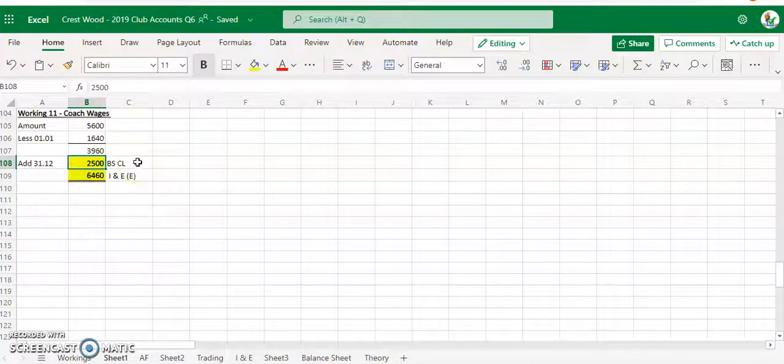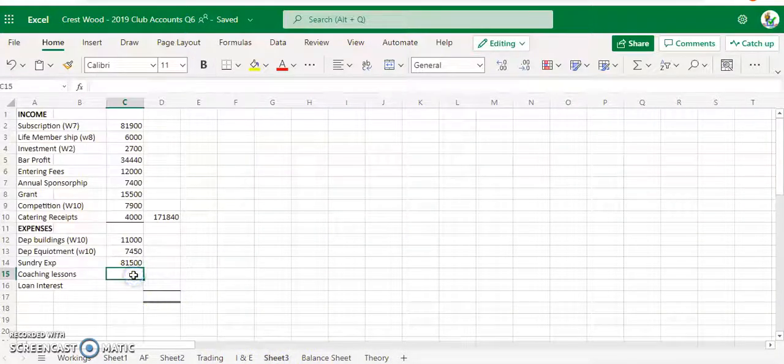sheet as a current liability. So this 6,460 goes into your income and expenditure account.